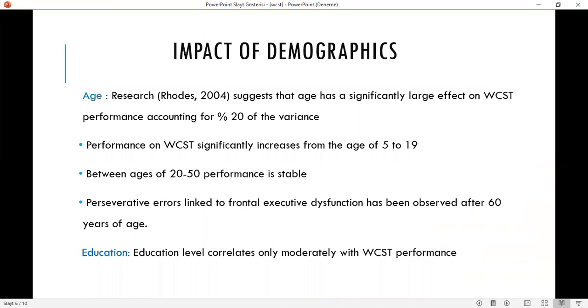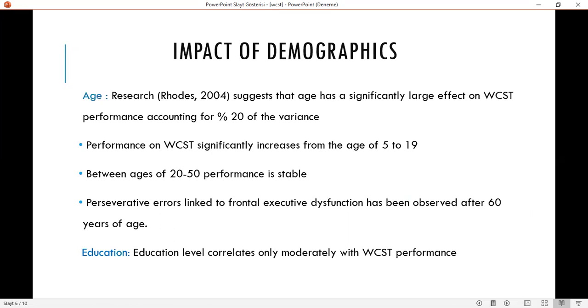And let's look at some demographic variables. The first one is age. Research suggests that age has a significantly large effect on WCST performance, accounting for 20% of the variance. Performance on the WCST significantly increases from the age of 5 to 19. Between the ages of 20 and 50, performance is stable. Perseverative errors linked to frontal executive dysfunction have been observed after 60 years of age.